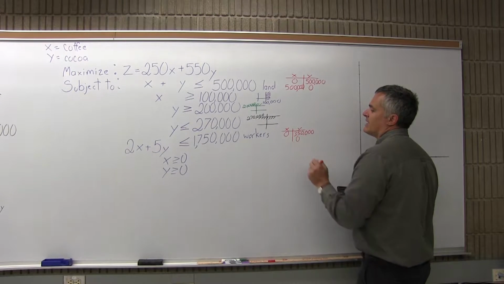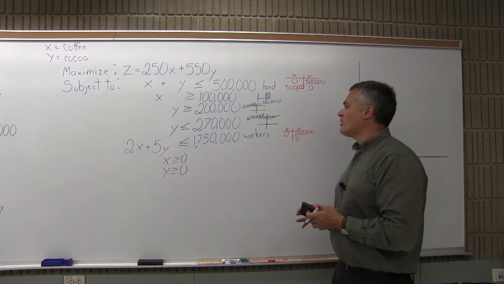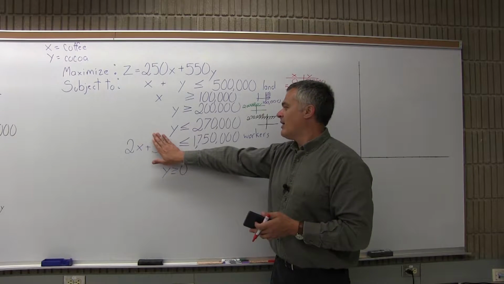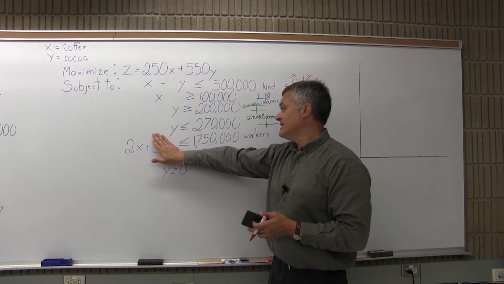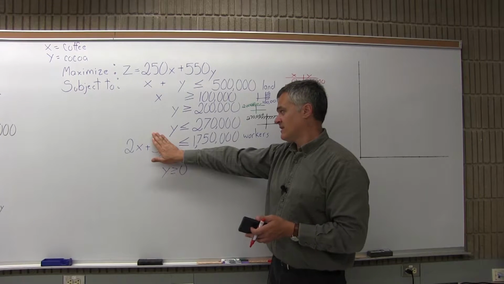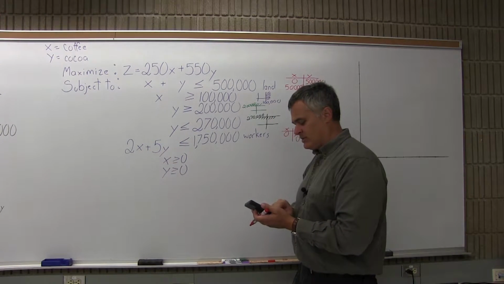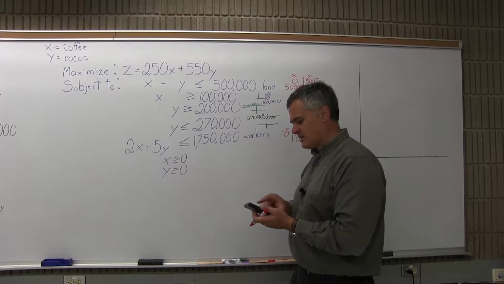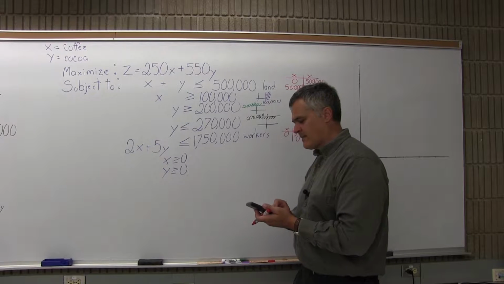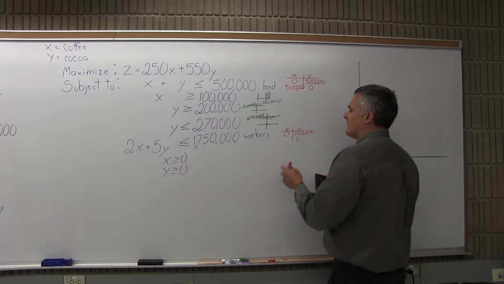And I'll pick up a second point by zeroing the y. And now I would have the equation 2x equals 1,750,000. So I can just cut that in half. I will still do it with the calculator just to make sure I don't make a careless error, because the numbers are pretty big. And I get 875,000.